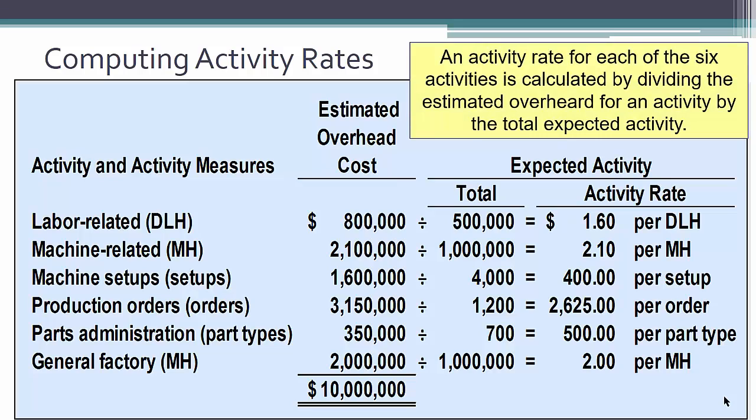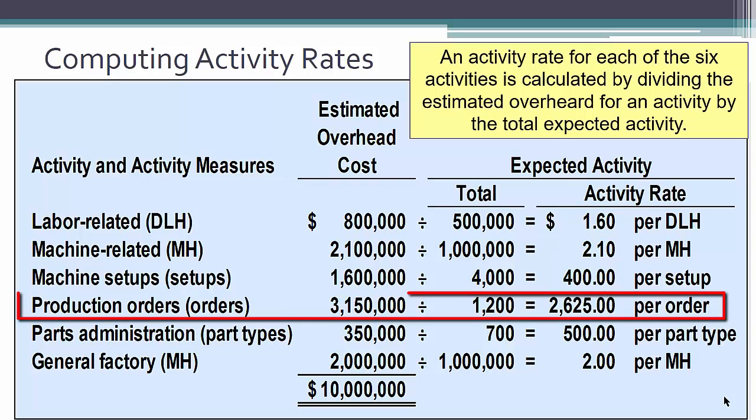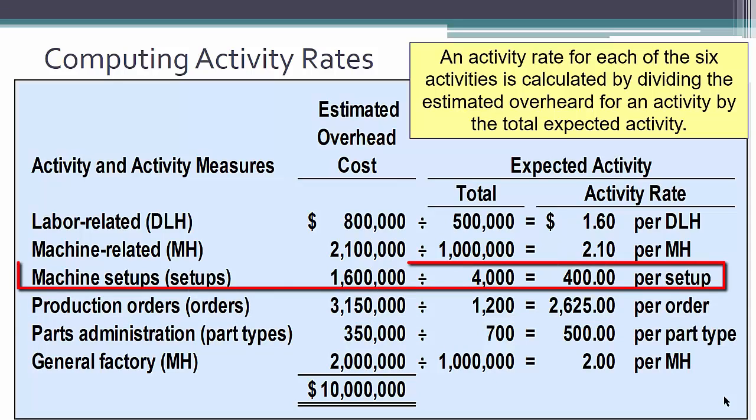We calculate an activity rate for each of the 6 activities by dividing the estimated overhead cost for an activity by the total expected activity. For example, the activity rate for production orders is $3,150,000 of overhead divided by 1,200 orders, resulting in an activity rate of $2,625 per order. Likewise, the activity rate for machine setups is $1.6 million of overhead divided by 4,000 machine setups, yielding a rate of $400 per machine setup.